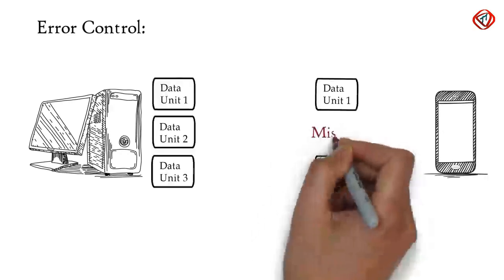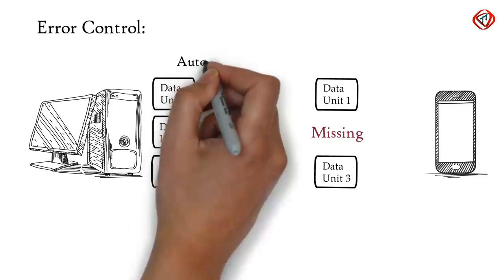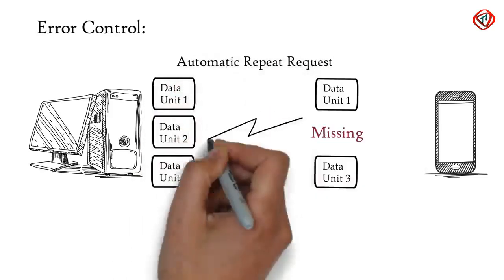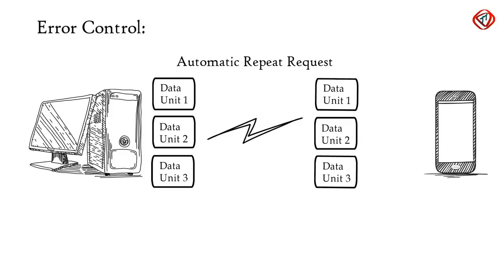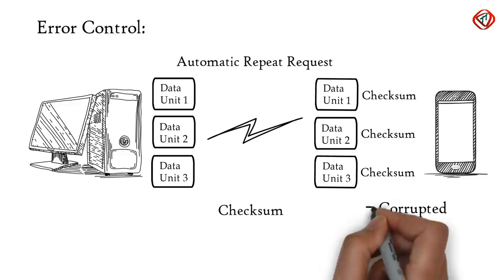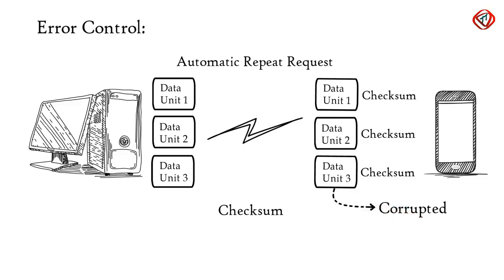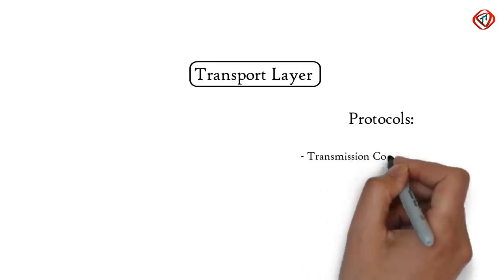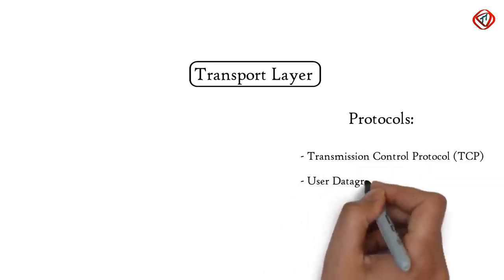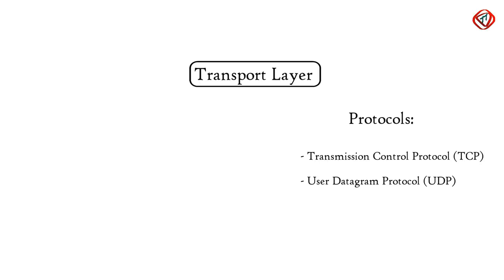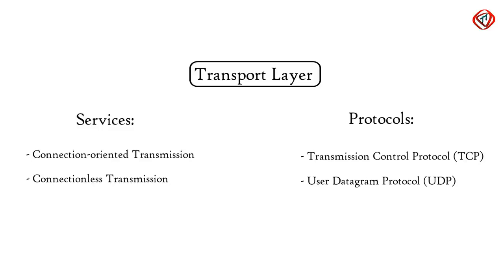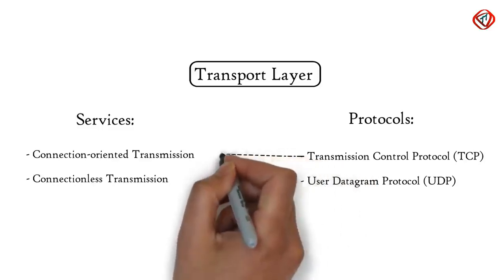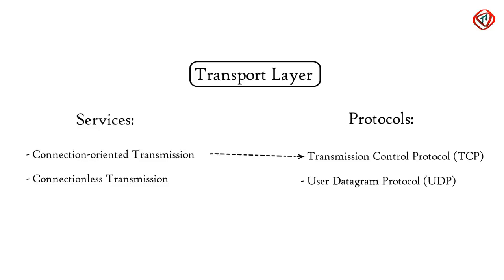If some data does not arrive the destination, transport layer uses automatic repeat request schemes to retransmit the lost or corrupted data. A group of bits called checksum is added to each segment by the transport layer to find out received corrupted segment. Protocols of transport layer are Transmission Control Protocol or TCP and User Datagram Protocol or UDP. Transport layer performs two types of services: connection-oriented transmission and connectionless transmission. Connection-oriented transmission is done via TCP, while connectionless transmission is done via UDP.